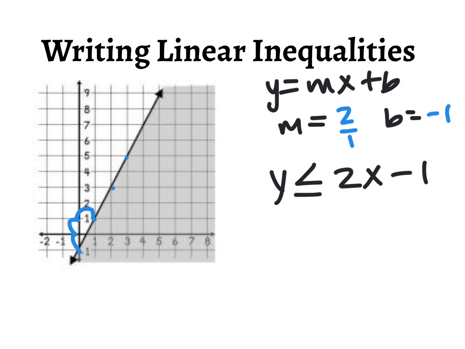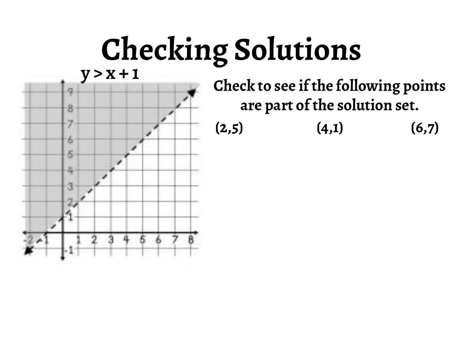Now let's talk about how do you identify a solution and verify whether we have a solution in a linear inequality. So we're going to check to see if these 3 different points are considered part of the solution set to this inequality. I am given here the equation and I'm given here the graph. So I'm going to first check these by using the graph, and then I'm going to show you how you can also check that using the equation, just in case you're not given the graph.